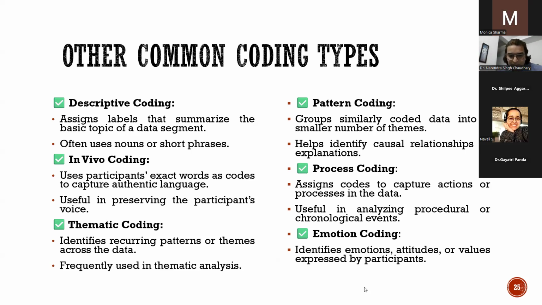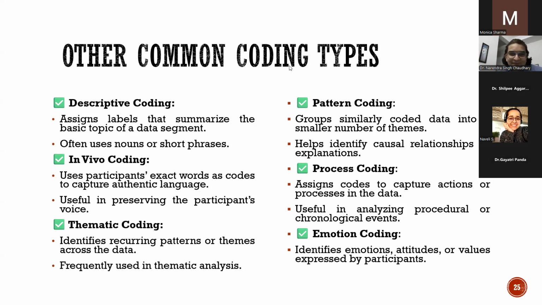So there's a question in the chat box. No, no, no. In vivo is very different. Not en vivo. En vivo is different. En vivo is the name of a software. In vivo is basically a coding process in which we are using the exact words which your respondents have used. En vivo is the name of a software; in vivo is a coding type. This is a basic difference.